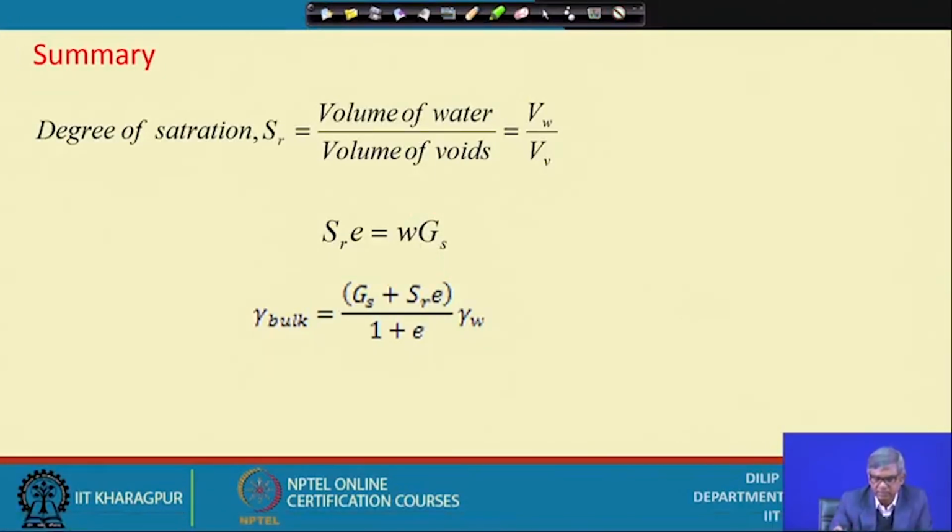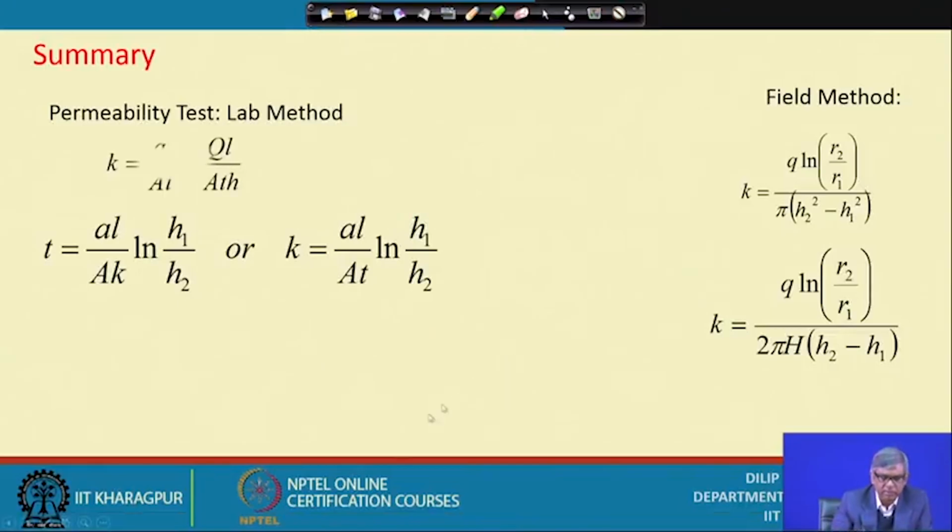So, next is permeability, also another important characteristic of soil. You need to know the value of permeability, because it is an important property of soil. Soil permeability can be determined in different ways, either in the lab or in the field. If you do it in the lab, there are two methods, the constant head method and the falling head method, and they have relevant formulas.